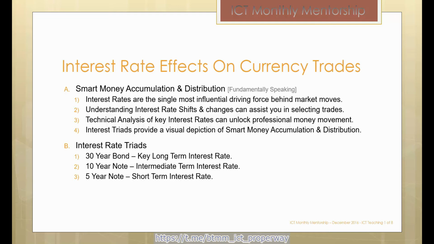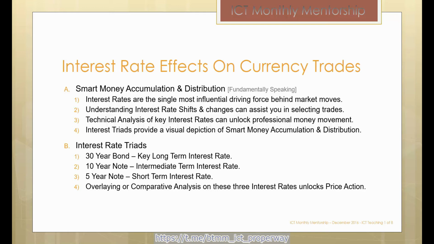relationship to one another, it will unlock a lot of the things that most of the time evade you when you're looking for price action type setups. But overlaying or comparative analysis on these three interest rates unlocks price action. Failure swings at opportunistic times can validate institutional order flow.